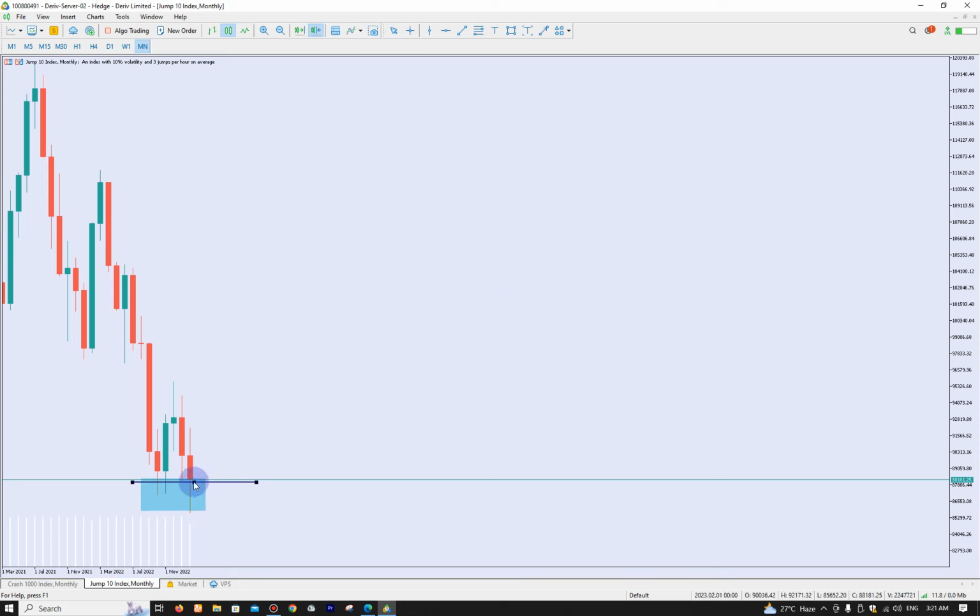As you can see, we have multiple weak rejections. Price came down and got rejected, came down again and got rejected to the upside, and it went to rally and came down, and what happened? Another strong rejection and another push to the downside, with a strong wick, and we got rejected here.